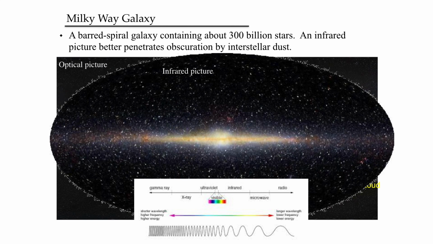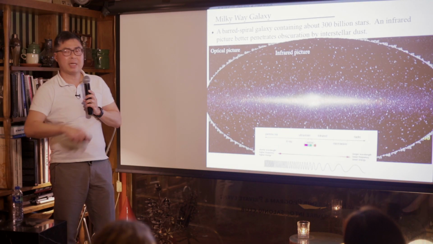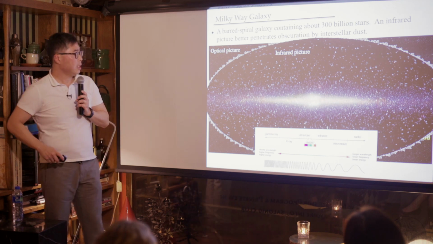And I'll tell you later on, this is the trick astronomers used to be able to measure the supermassive black hole at the center of our galaxy. There's still a slightly dark band here, but clearly it's not as dark as before.